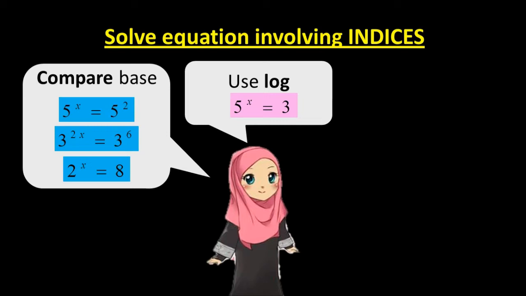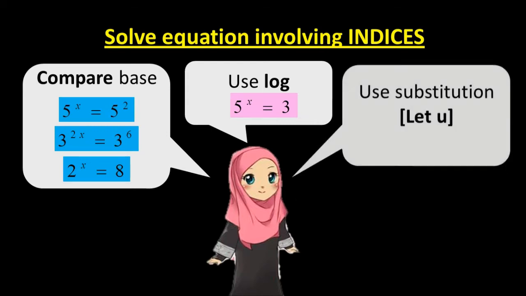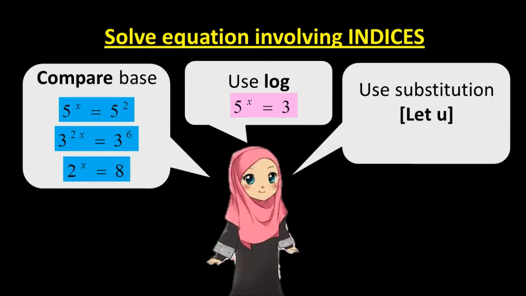Tak ada kan? So, since kita ada satu je term dekat belah kiri dan satu je term dekat belah kanan, okay, dan base dia tak sama, so kita tak boleh guna method first, compare base. Kita kena guna log. Okay? And lastly, we can use substitution, which is let u. Okay, usually after we use substitution, we will get a quadratic equation. So, for this example, after we get the quadratic equation, we can solve for the value of x.